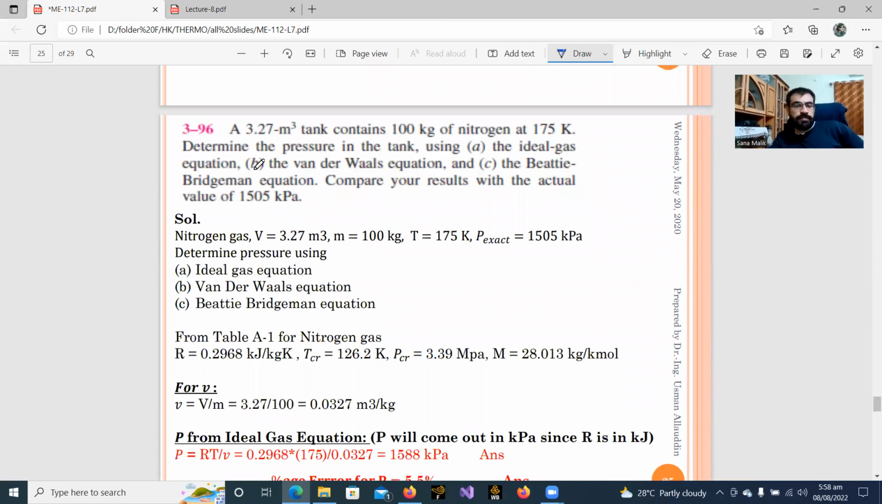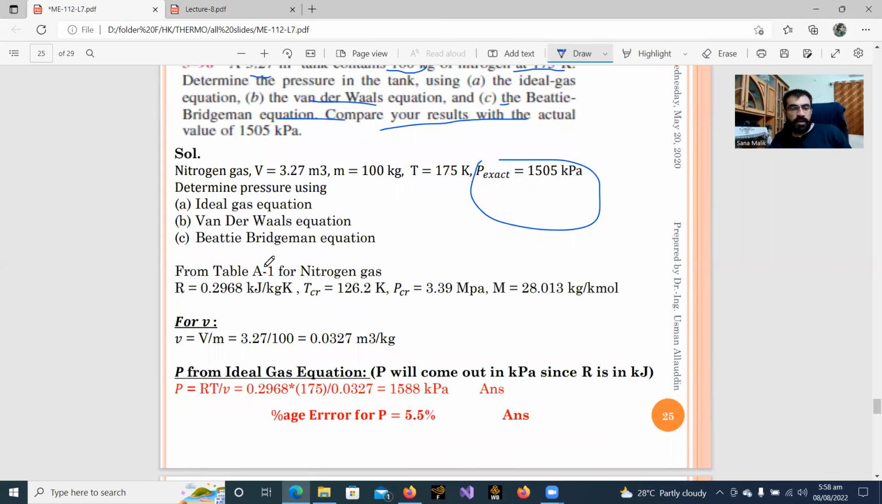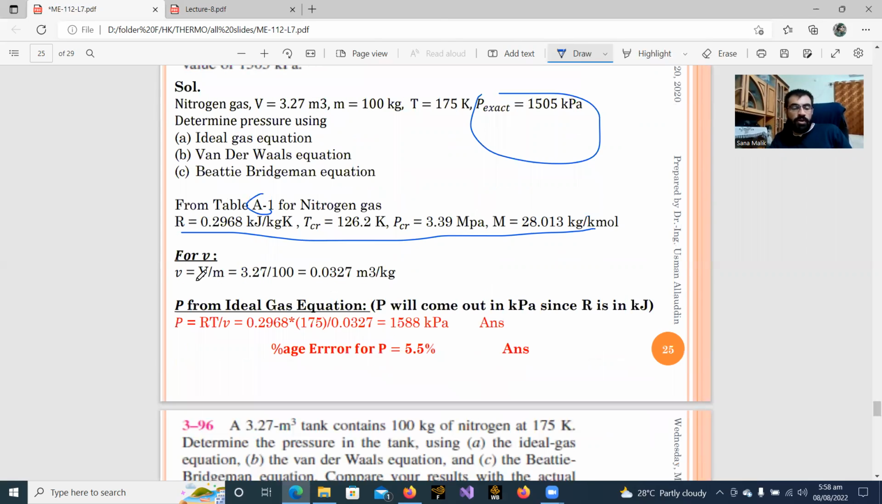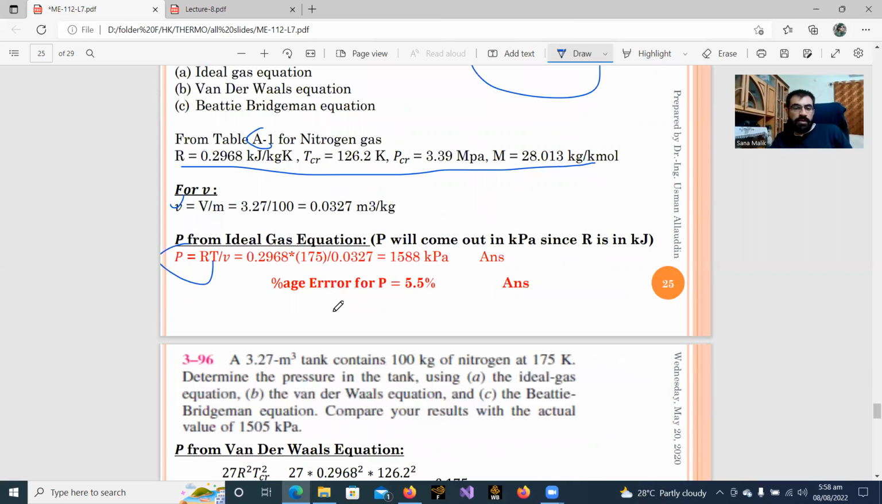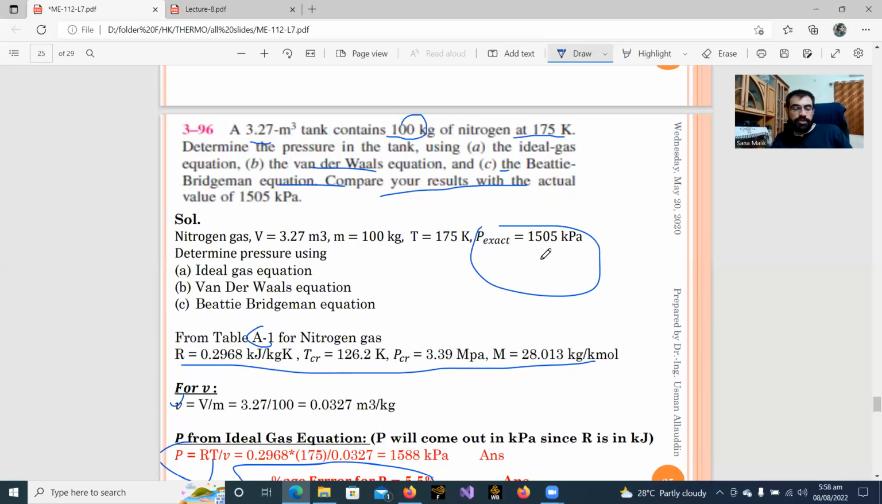So volume is given, 100 kg of mass is given, temperature is given. Determine the pressure in the tank using the ideal gas equation, van der Waals equation, and Beattie-Bridgman equation. Compare your result with the actual. This is the actual exact pressure value. So from the ideal gas equation, PV, you can find the constant values from table A1. V is equal to volume divided by mass, the specific volume. V specific volume is equal to RT, we can find the P. Then we can calculate the percentage error by subtracting actual minus approximated, over actual, times 100.